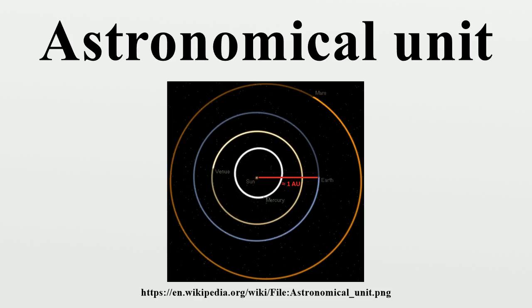Equivalently, by this definition, 1 au is the radius of an unperturbed circular Newtonian orbit about the Sun of a particle having infinitesimal mass, moving with an angular frequency of 0.01720209895 radians per day, or alternatively that length for which the heliocentric gravitational constant is equal to (0.01720209895)² au³/d², when the length is used to describe the positions of objects in the solar system.